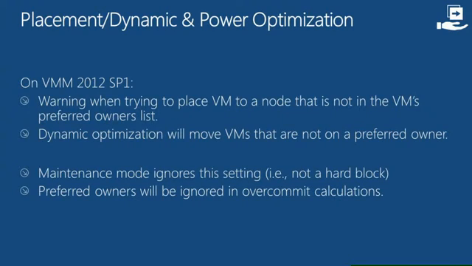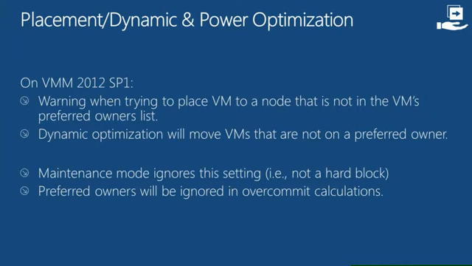VMM has this notion of maintenance mode where you can take a node and mark it for maintenance mode. All the workloads on that node are drained, and then you can patch the node or perform maintenance and bring it back into action. The maintenance mode ignores that setting. What that means is if you have a VM which is sitting on a node which you want to maintain and has that node as the preferred owner, VMM will still move the VM out so that you can continue to move the node into maintenance mode, complete maintenance, bring it back up, and at that point in time, dynamic optimization will move the VM back to that node. So it's not a hard block for maintenance mode, so that you can go ahead and complete maintenance and then come back to that setting later.